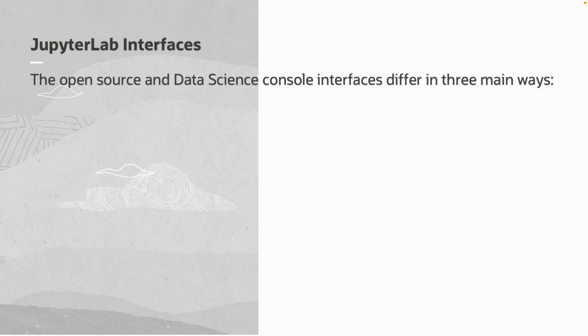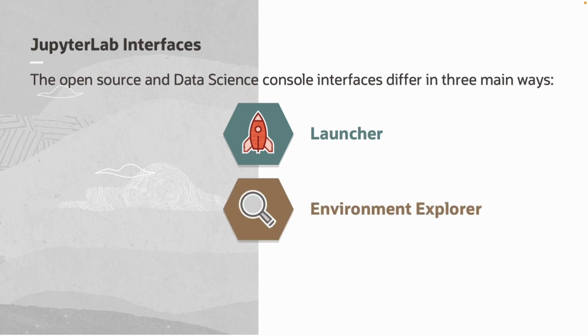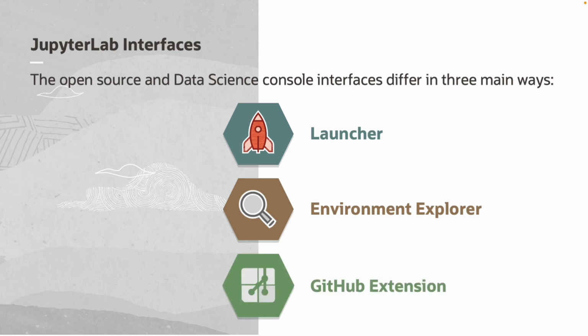Let's quickly differentiate between Jupyter Lab as an open source tool and what you'll see in the data science console. While the menu structure and layout is identical, there are three main differences in the data science interface. As we'll see next, the launcher provides easy access to your notebooks, console, text editor, terminal, environment explorer, and notebook examples. The Environment Explorer, which we'll talk about in the next lesson, is a GUI tool that allows you to manage and search for Conda environments. Finally, the GitHub extension, which we'll discuss in Lesson 9, allows customers to easily use Git to version control their code inside the notebook session.